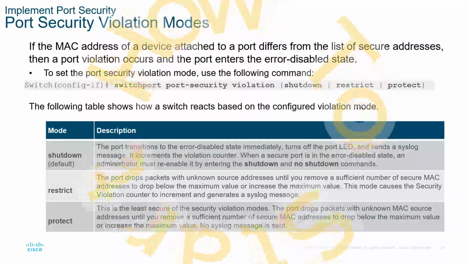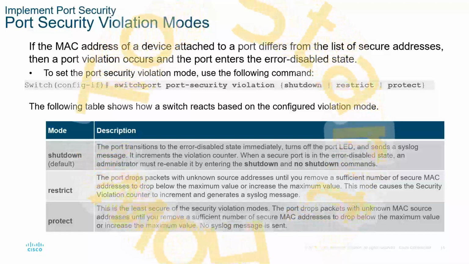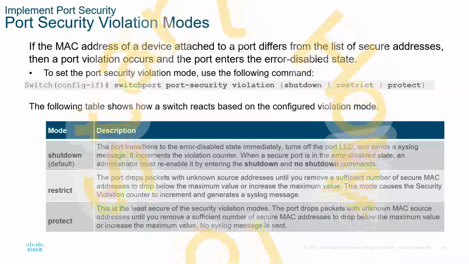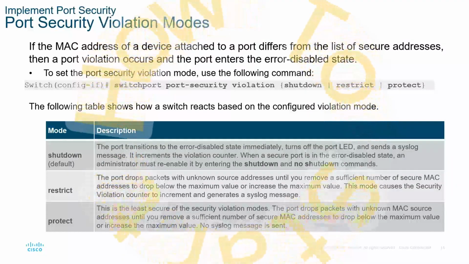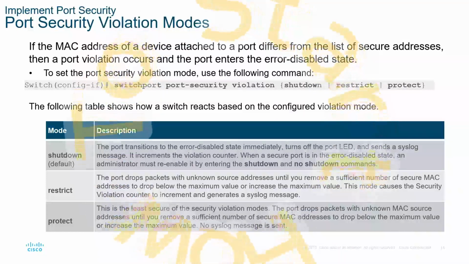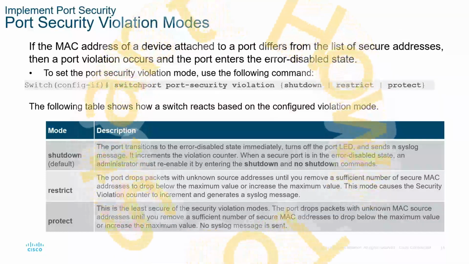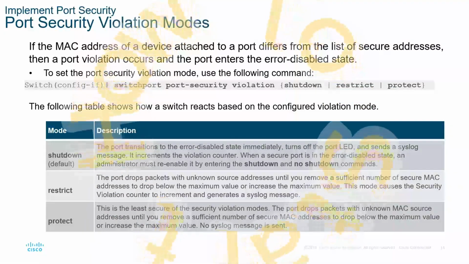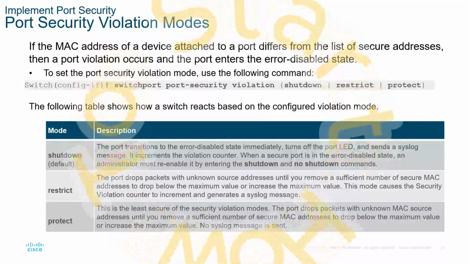If we set the mode to restrict, restrict will drop the packets or frames for the unknown MAC address until that MAC address is learned or allowed on that network. That way, in the example I just gave with the two laptops, if I plug into a restricted port, it will drop the packets from one laptop. When I plug in the correct laptop, the correct MAC address, it will continue to process that as if there are no issues. Lastly is protect.